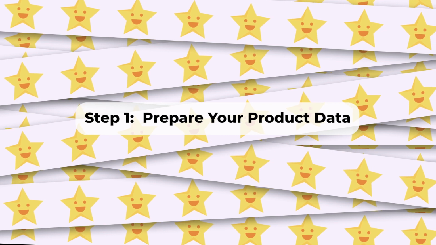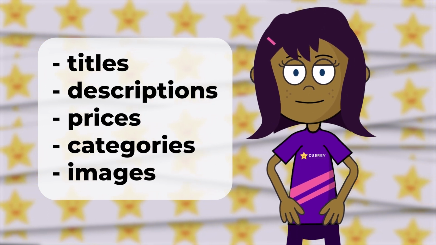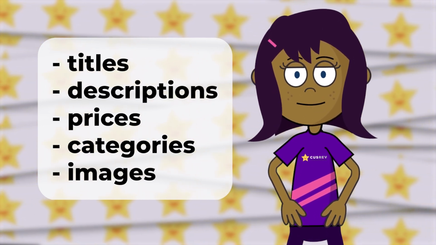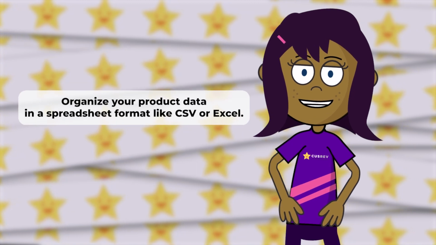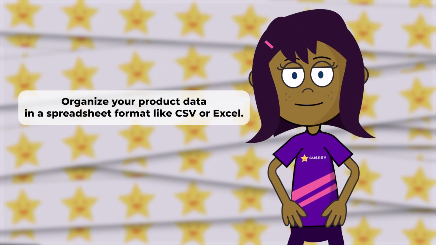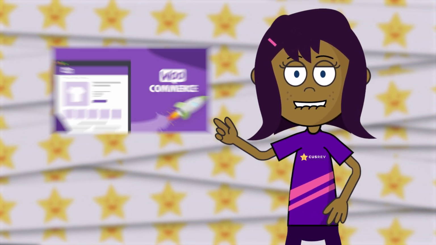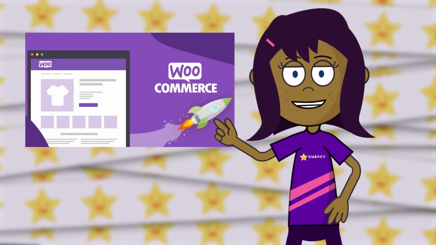Prepare your product data. Gather all product information, including titles, descriptions, prices, categories, and images. Organize your product data in a spreadsheet format like CSV, comma separated values, or Excel. If you need a sample file with the import format, you can get it from the WooCommerce installation archive.